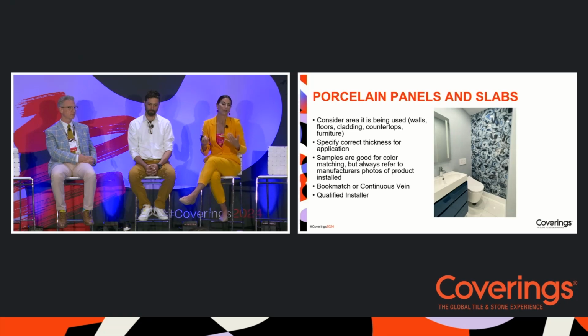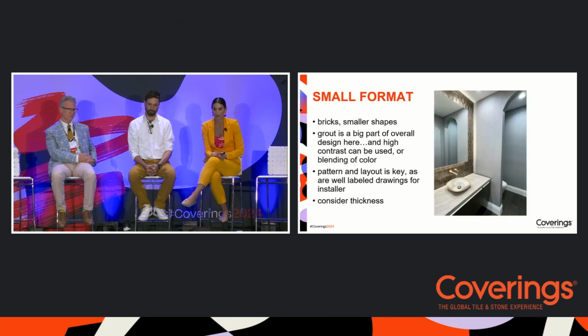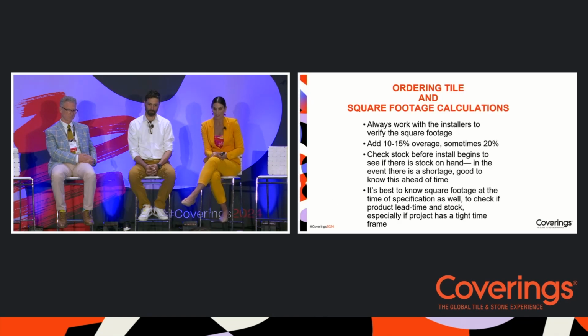If it has veining, you might be book matching, you might be doing continuous vein. There's several faces. Thinking about all of those things in advance. And of course, with these, working with a qualified installer to truly ensure that great end result. The smaller format tiles, similar to the mosaic where that grout is, again, a big thing, and considering the thicknesses of that. Now, when ordering, always another key, sometimes they say 10%, sometimes 15% overage.